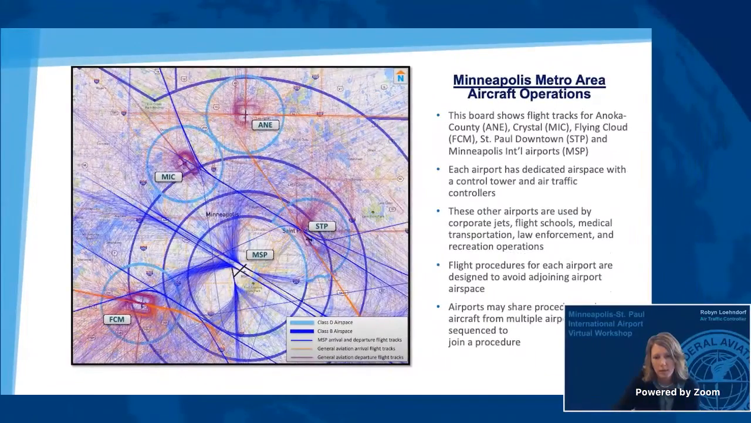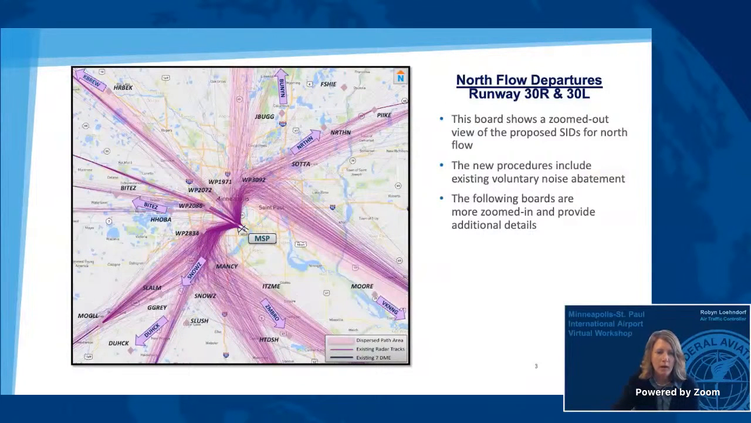In close proximity to these satellite airports is Minneapolis, with its airspace and flight tracks shown in dark blue. This series of 4 boards shows departures in north flow, which is aircraft departing to the north on runways 30 right and 30 left. North flow is used when winds come from the north. It is used more than the south flow here due to our typical wind patterns.